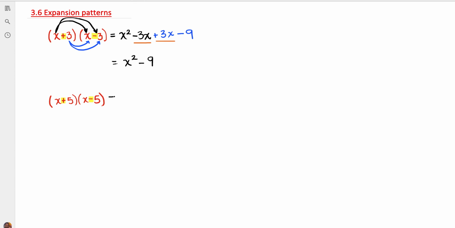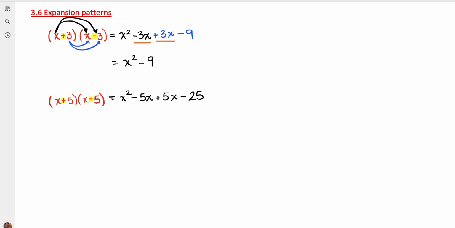So we're going to do it in the same way. First term times both. So x times x is equal to x squared. And then x times negative 5 is going to equal negative 5x. I'm not writing all the rows because I don't want you to have too much information visually, but you can do it if you need to, okay? Then positive 5 times x is positive 5x. And then positive 5 times negative 5 is going to be equal to negative 25.